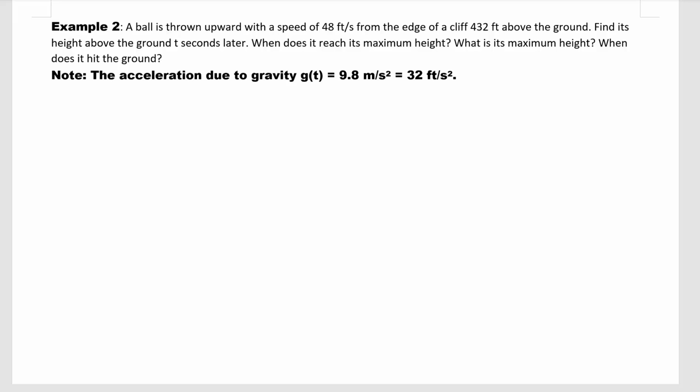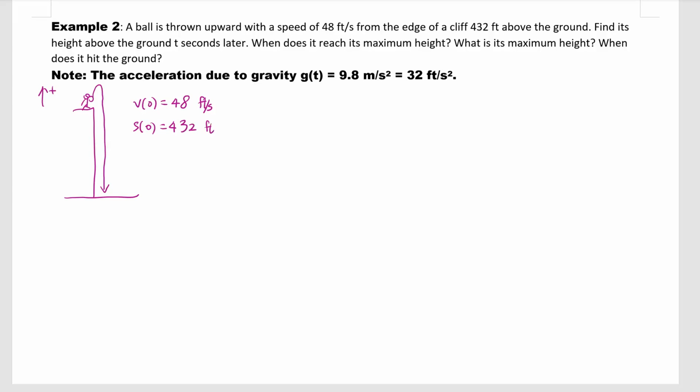Okay, so let's draw a picture. So we have a cliff. And we throw the ball. Right? So the ball's initial velocity, let's say upward is the positive direction. Initial velocity is 48 feet per second. Initial displacement is, what's the height of the cliff?